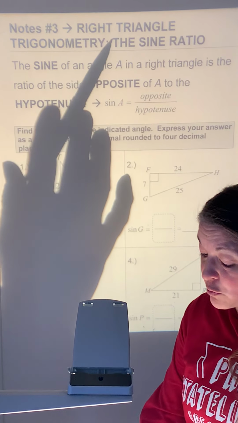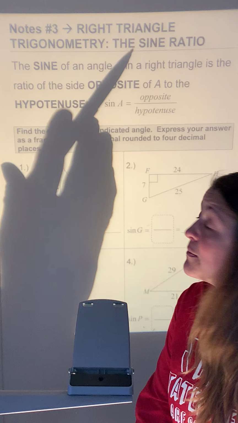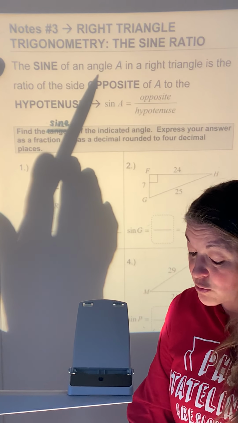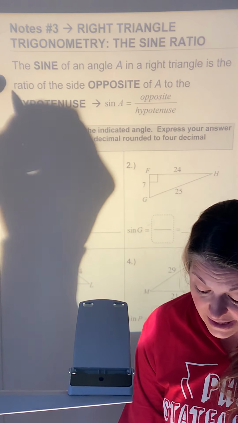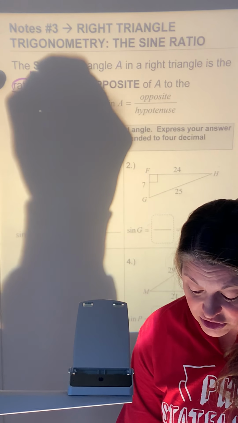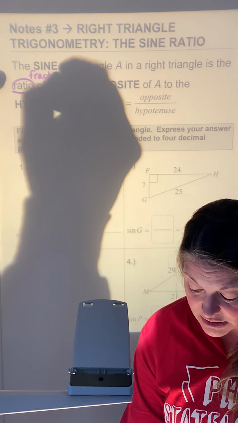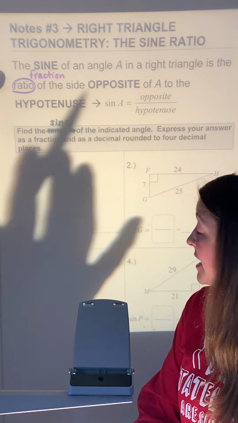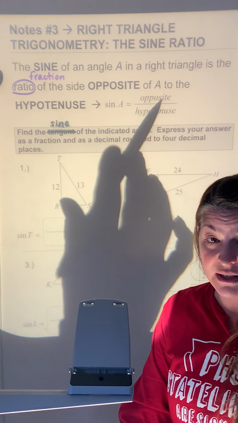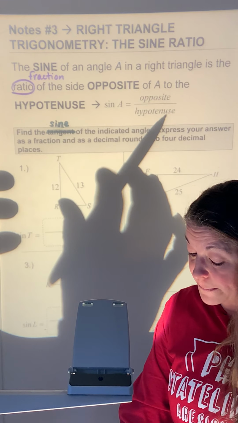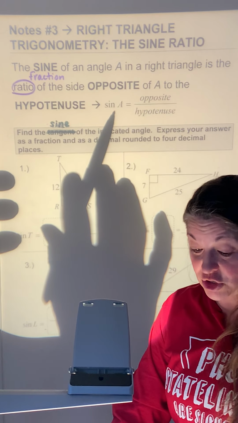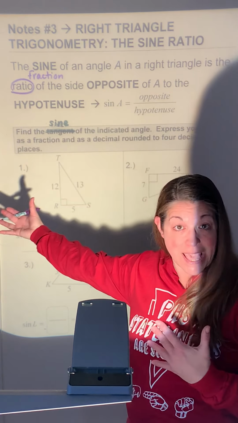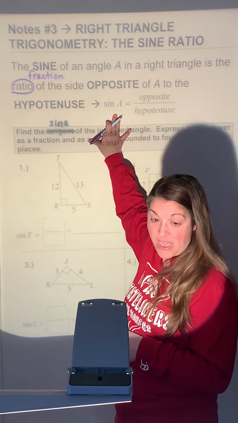We're still working with right triangle trigonometry, and this time though we're working with the sine ratio. The sine of an angle A in a right triangle is the ratio. Again, like we said before, this is just a fancy word for fraction. So it is the fraction of the side opposite of A to the hypotenuse, meaning opposite on the top and hypotenuse on the bottom. And that SIN is just the abbreviation for sine. We do not say sin A, we say sine of A.